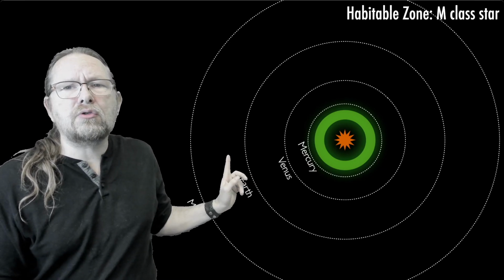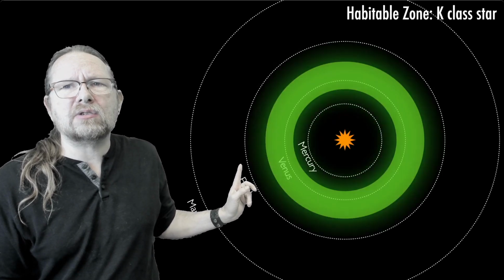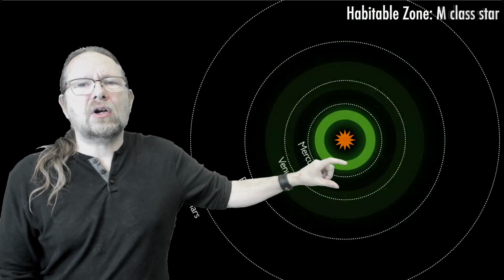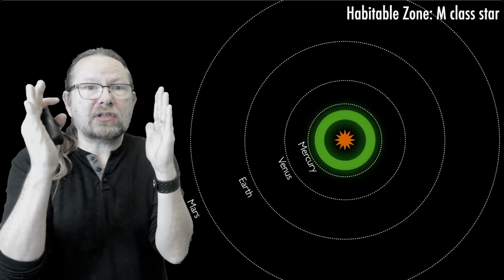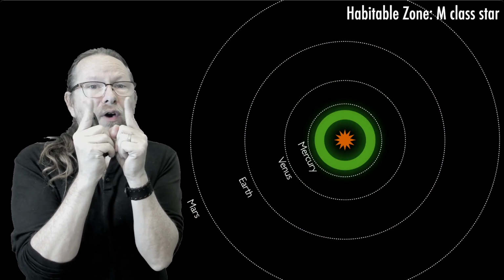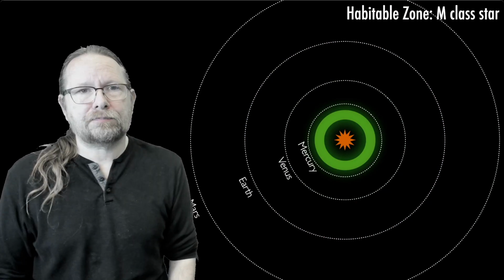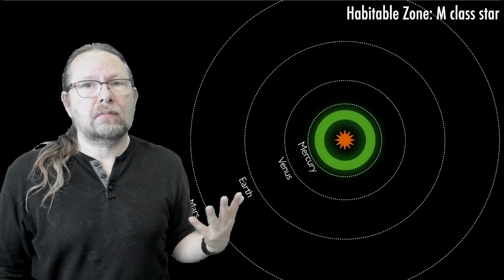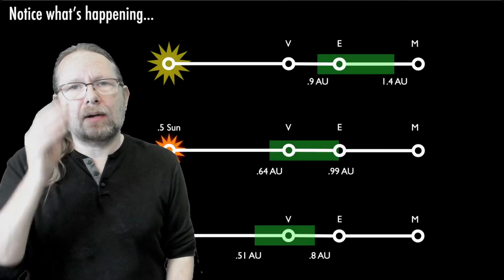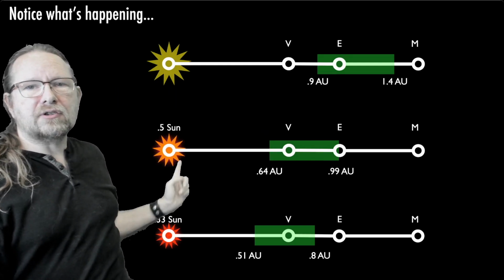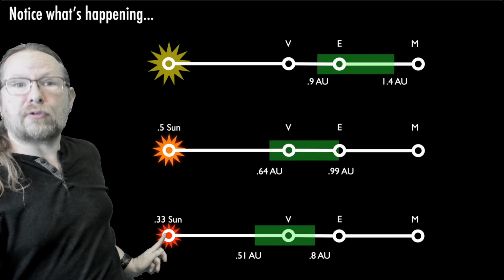The other thing I want you to notice that happened as we went from G to K to M stars is that the habitable zones didn't just get closer to the star, they also got skinnier, they also got thinner. The range of distances at which you can have a habitable planet gets smaller. Here's a diagram that shows that. If we look at a sun-like star, a star half as bright as the sun, and a star a third as bright as the sun.